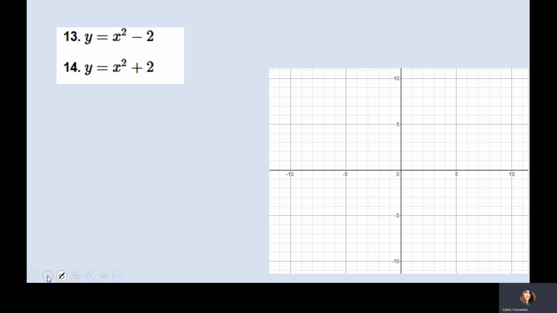Okay, here we're going to graph these two equations, and we can actually graph just one. If you recall anything about transformations of graphs from a prior class, on number 13, notice that your parent function would be y equals x squared. So we can make a table for that graph.